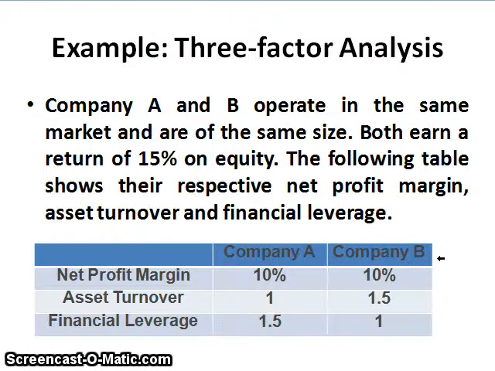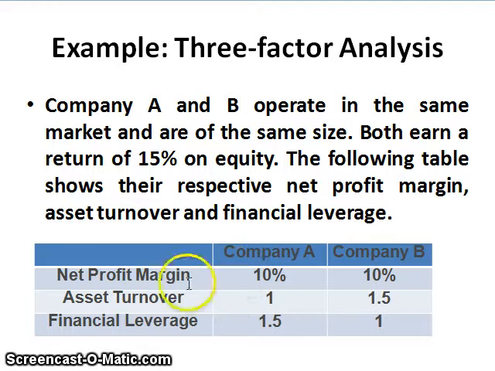Let us see an example to understand this DuPont analysis. It is called three-factor analysis. Companies A and B operate in the same market and are of the same size. Both earn a return of 15% on equity. The following table shows their respective net profit margin, asset turnover, and financial leverage.